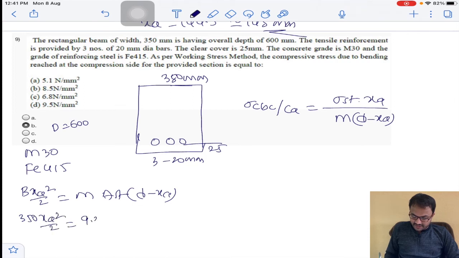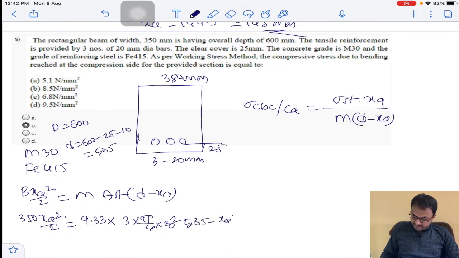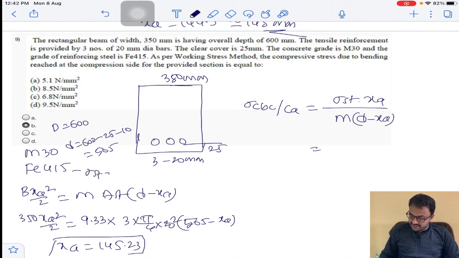M is equal to 9.33. I calculated the value of m so many times. And AST is equal to 3 into pi by 4 into 20 square, into (d minus XA). d you can calculate as 600 minus 25 minus 10. It will be 565 minus XA. So you will get XA as 145.23. Clear?